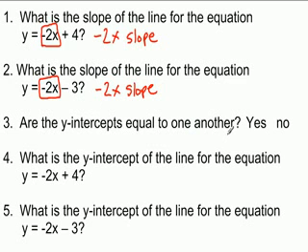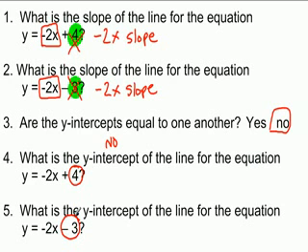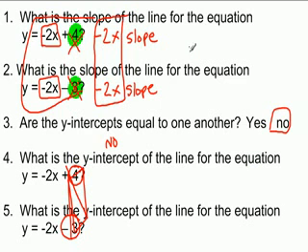So are the y-intercepts equal to one another? Well, our y-intercept in the first one is 4, and our y-intercept in the second one is 3. So the answer is no. Now, when dealing with parallel lines, these do not mean anything. We don't care about them. We only care about the slope. What is the y-intercept of the line for the equation? We already talked about that. It's 4, and the y-intercept for the second equation is negative 3. So these don't matter. We were just trying to trick you here. Because these have the same slope, these two lines are parallel.